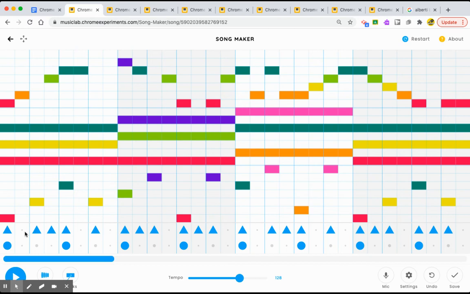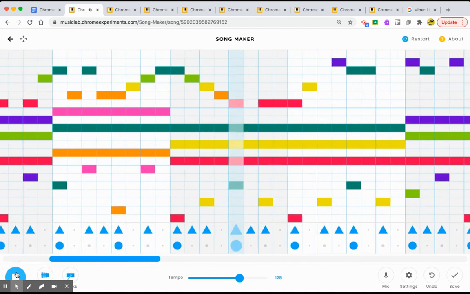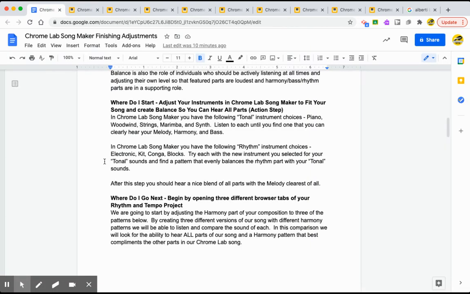So again, I'll play this again, and you should be able to hear all of the parts together, the melody most present, and the rhythm, bass, and harmony supporting it. So I have decided on my instruments. Where am I going to go next?